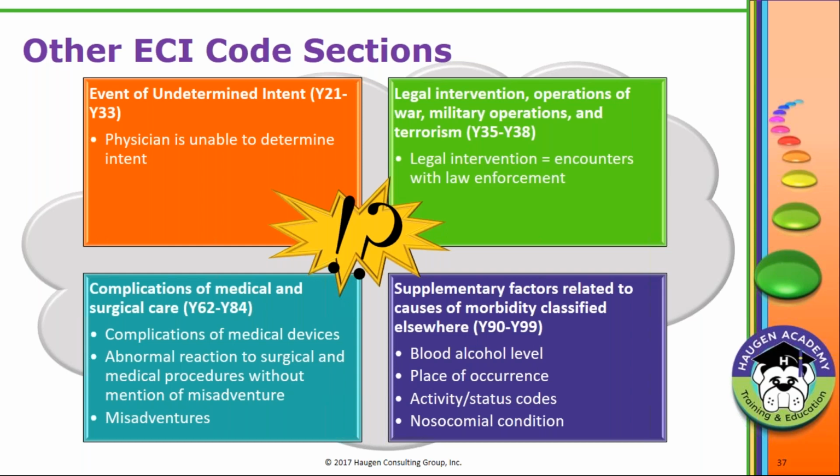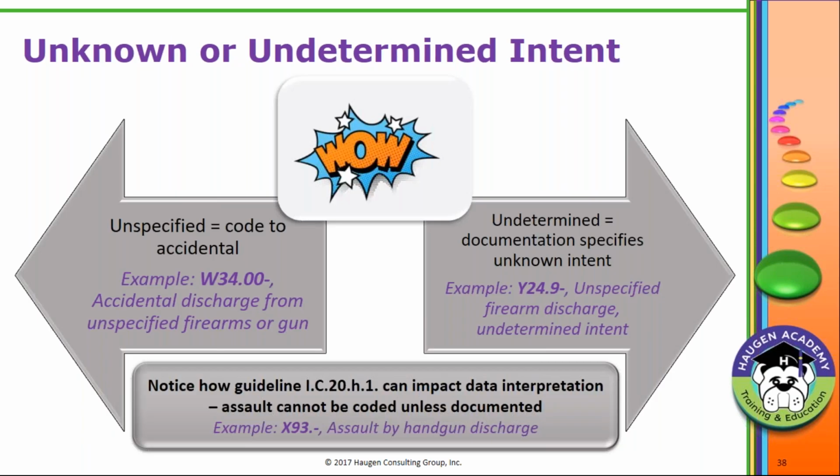We have in our little teal box here complications of medical and surgical care in Y62 to Y84. That includes complications of your devices and abnormal reactions to your procedures, as well as misadventures. And then finally, in the Y90 to Y99, we kind of have the rest of the external cause codes that include blood alcohol level, place of occurrence, activity, and nosocomial infections.